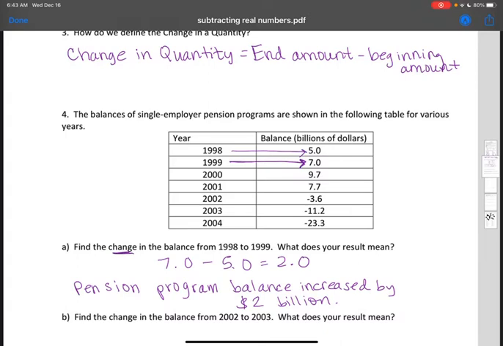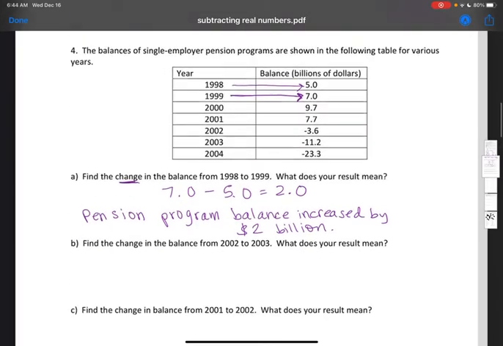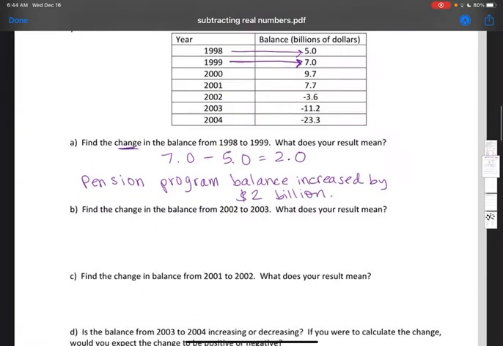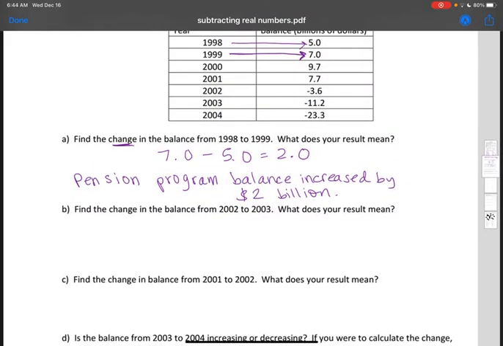All right. And then if you go back and look at the chart, that makes sense, right? From 1998 to 1999, that was just 1 year. It went from 5 to 7, so it increased by $2 billion. Let's see. How about you do B and C? Go ahead and try B and C and come back when you're ready.